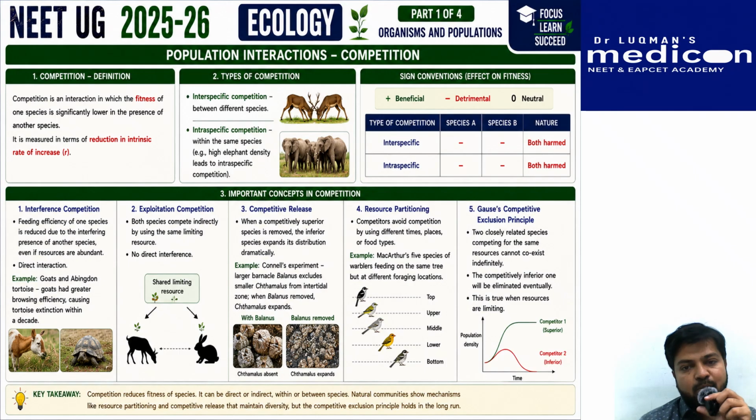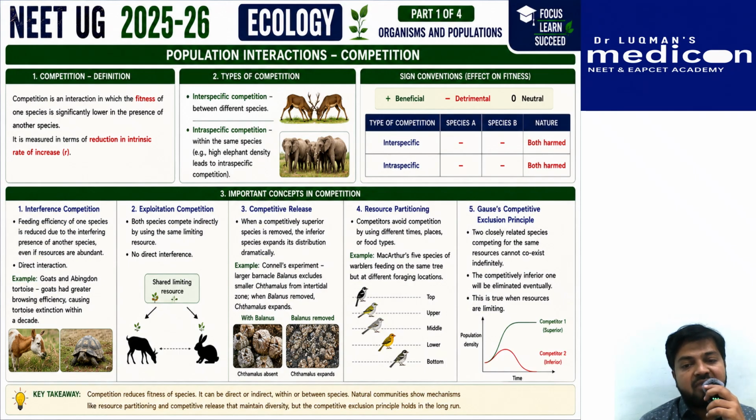Now comes Gause's competitive exclusion principle. This is very important. What is Gause's competitive exclusion principle? Two closely related species competing for the same resources cannot coexist indefinitely. It means for an unlimited period of time, always, they cannot coexist, if both the species which are closely related compete for the same resource. So the main important thing is two closely related species competing for the same resource. The competitively inferior one will be eliminated eventually. This is true when resources are limiting.